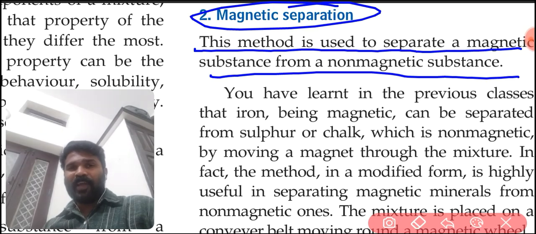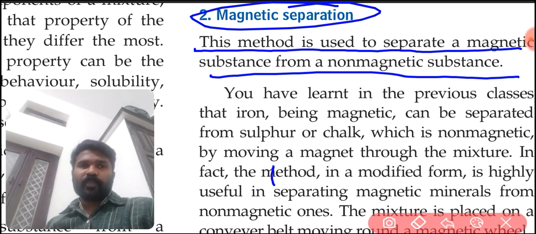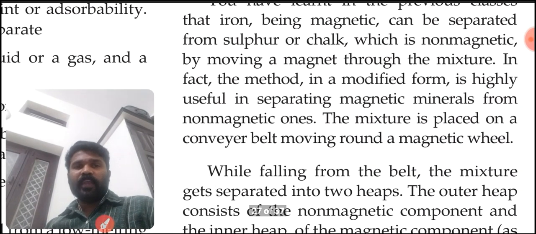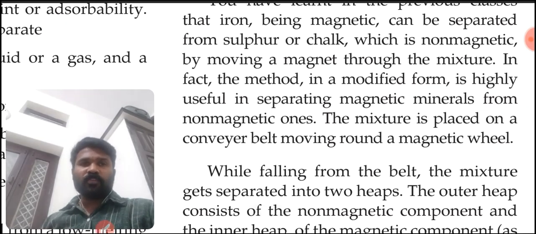In the previous classes we have learned that if there is a mixture of chalk powder, sulfur and iron pins, how can we separate it? By using a magnet. Clear? Because iron is attracted by magnets, all the iron pins can be collected by the magnet from the mixture of sulfur, chalk and pins. Clear?